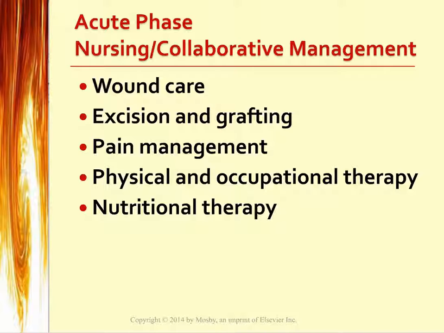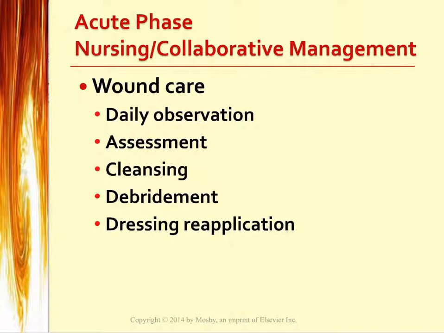The predominant therapeutic interventions in the acute phase are wound care, excision and grafting, pain management, physical and occupational therapy, and nutritional therapy. The goals of wound care are to prevent infection by cleansing and debriding the area of necrotic tissue that would promote bacterial growth, and to promote wound reepithelialization and/or successful skin grafting. Wound care consists of ongoing observation, assessment, cleansing, debridement, and dressing applications.